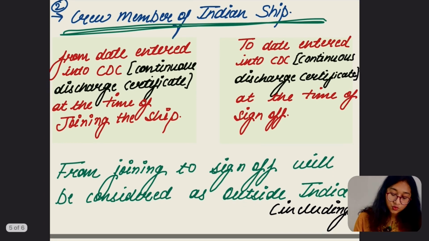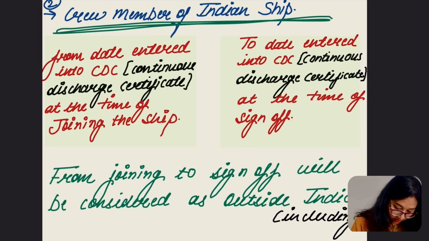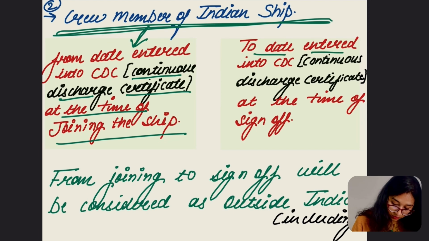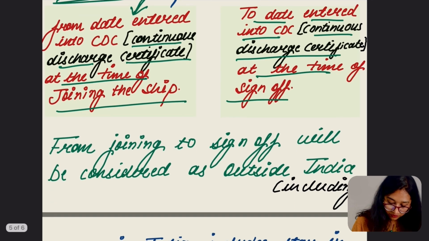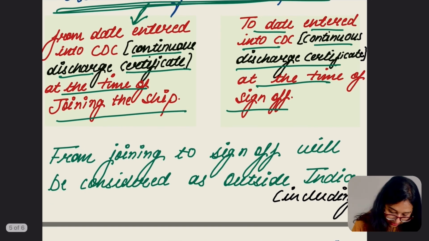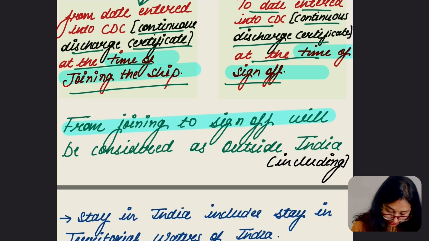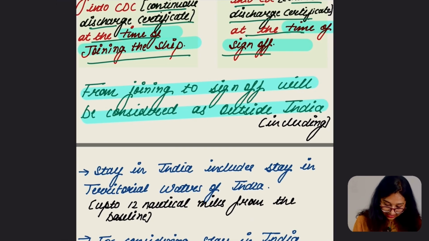If a person is crew member of Indian ship, then from the date of entry into CDC, continuous discharge certificate, at the time of joining the ship, to the date of entry into CDC at the time of sign off, which means I have to take these 2 days, the time of joining the ship and the time of signing off. So let's take it that from the joining to sign off will be considered as outside India.